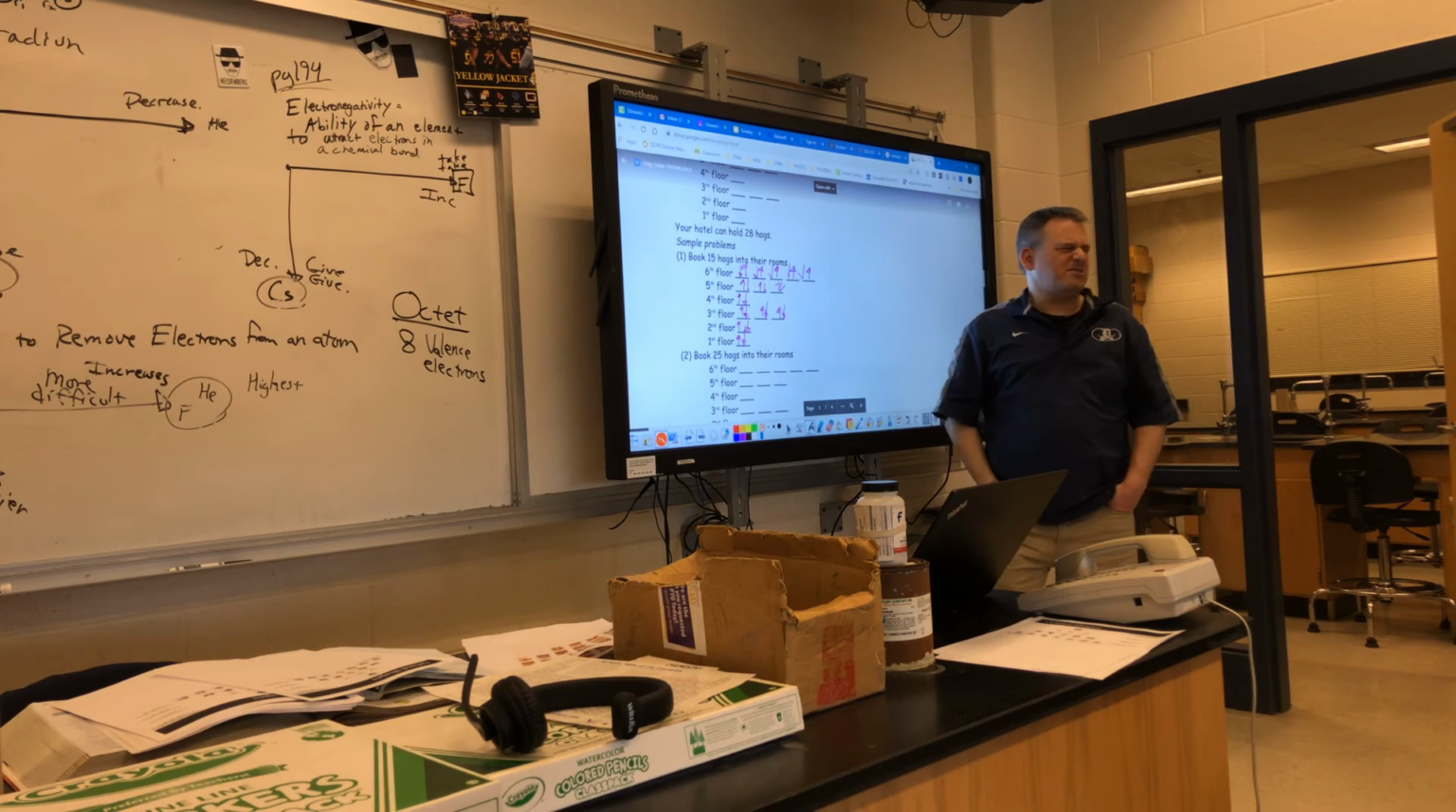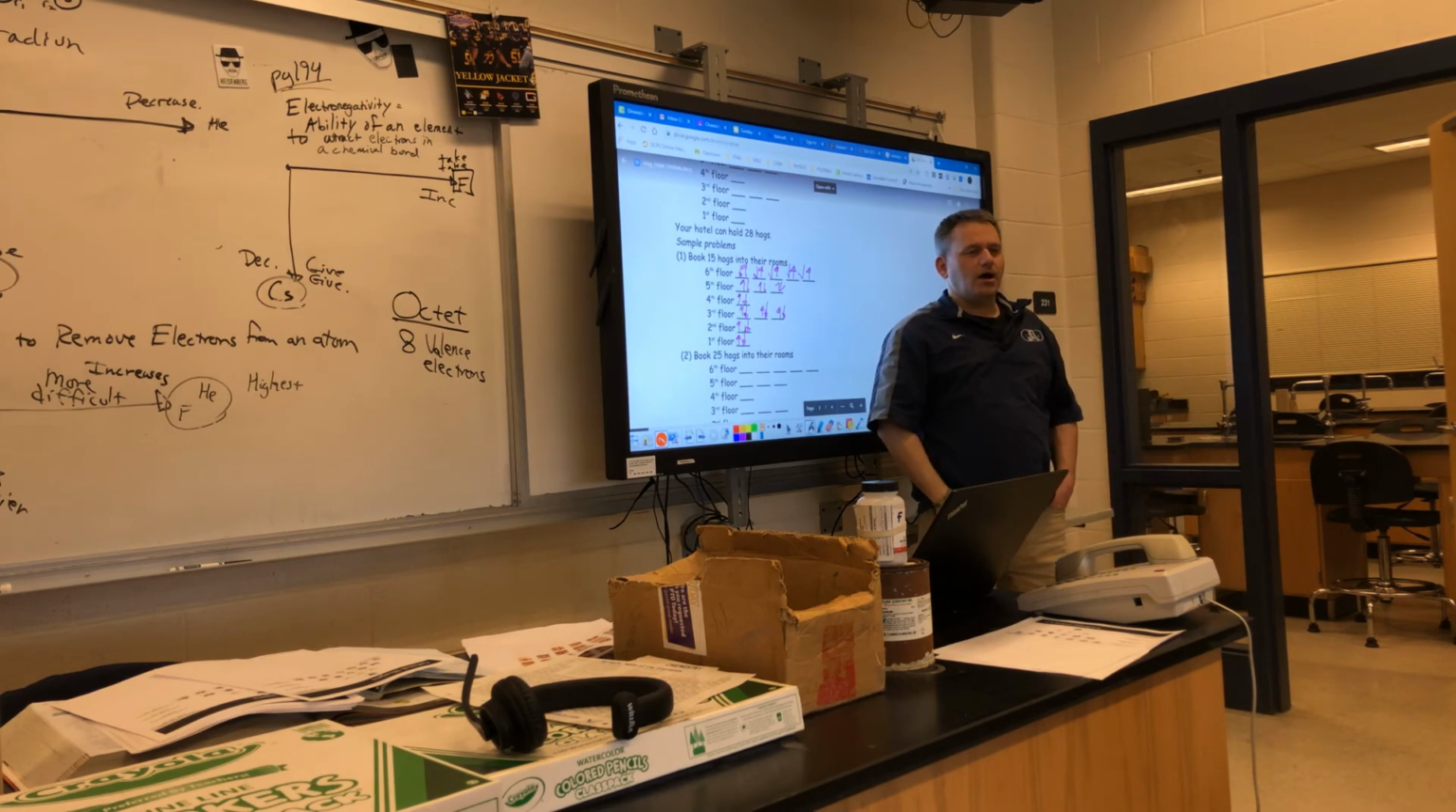Now, why are we learning about pigs in beds? Because this is exactly the same rules as electrons. So if you master these pig rules, you've got electrons figured out.